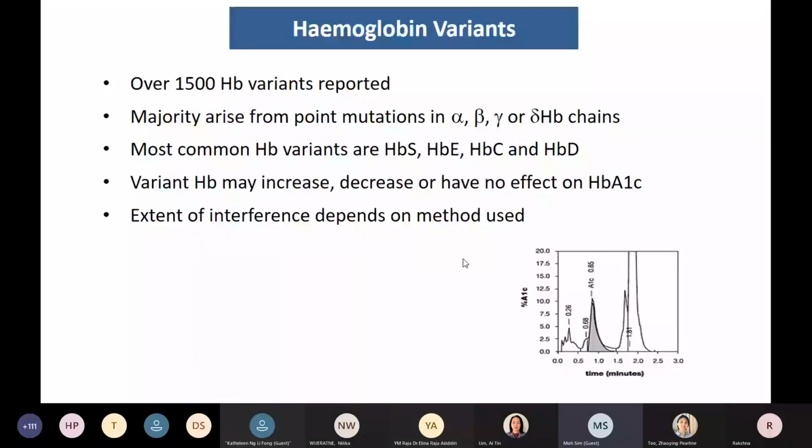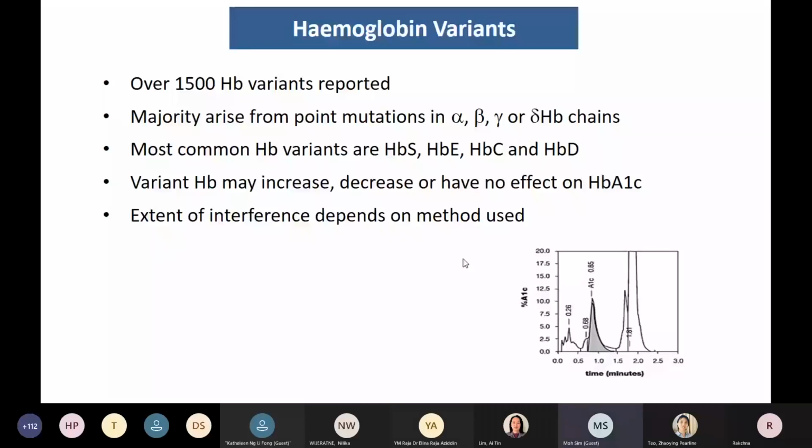These variant hemoglobins may increase HbA1c values, they may reduce HbA1c values, or in fact have no impact whatsoever on HbA1c values. Thus, the extent of interference depends on the method used, and laboratories therefore have to know the population they serve, the type of hemoglobinopathies that are present and prevalent in that population, so they can choose the correct and appropriate method for their population.